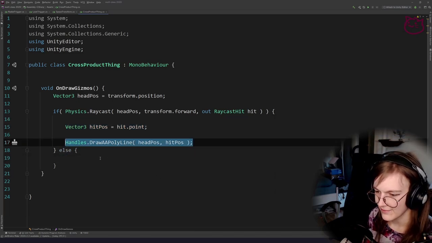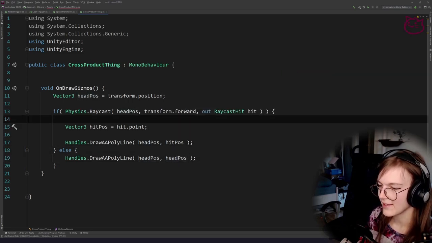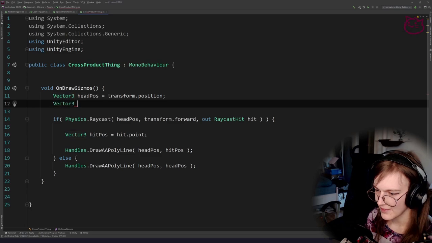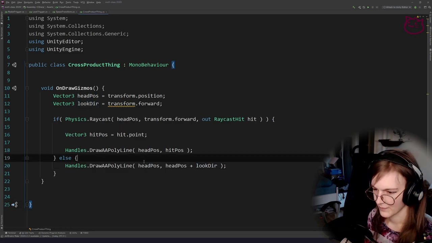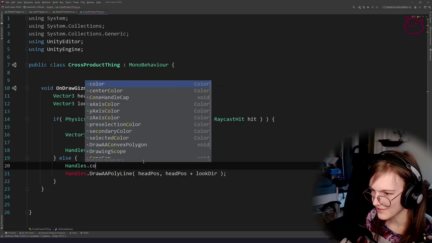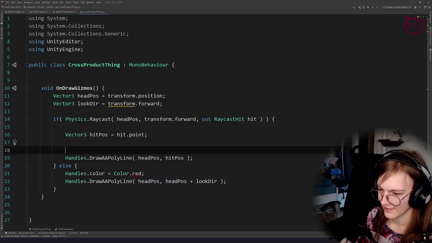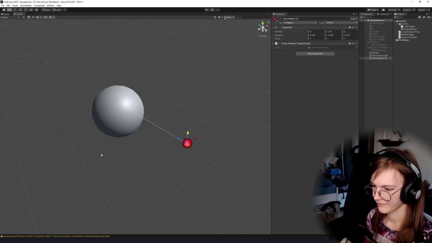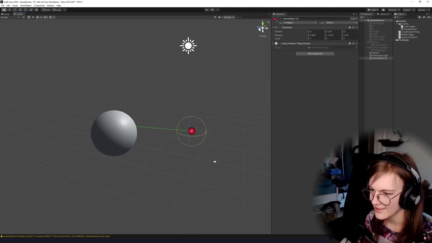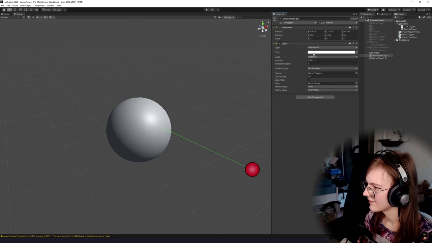I kind of want a line at all times, even if it misses, so we're going to do another line from head position to head position plus look direction, which is going to be transform.forward. I'm used to using Shapes, so I keep typing draw, but that's not how it works here. Okay, there we go. Now we can see if it misses at least. It's a little difficult to see on this one, so I'm going to turn down the lights a little bit. It's a little intense.